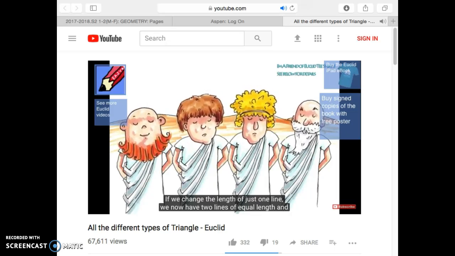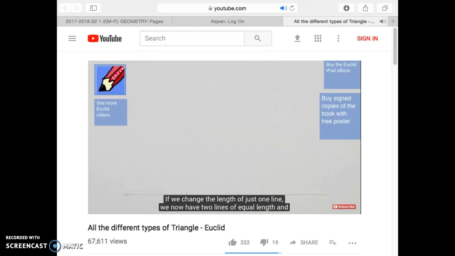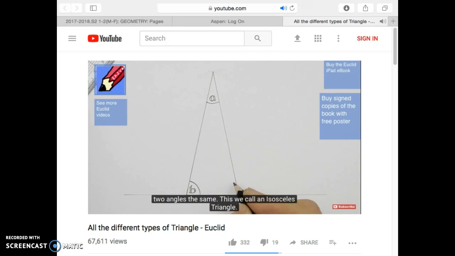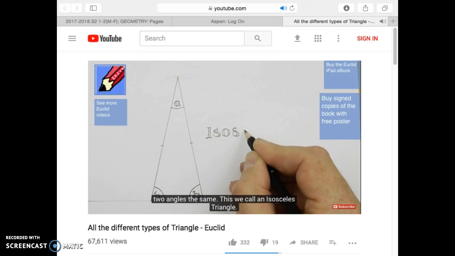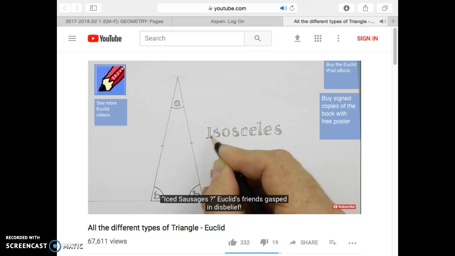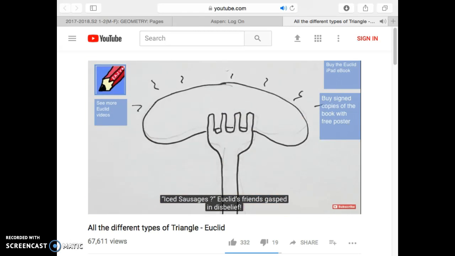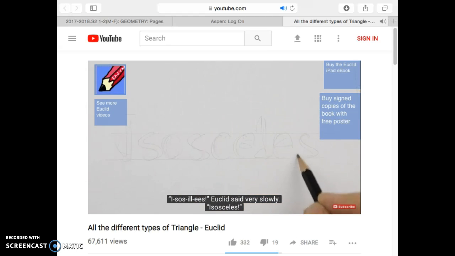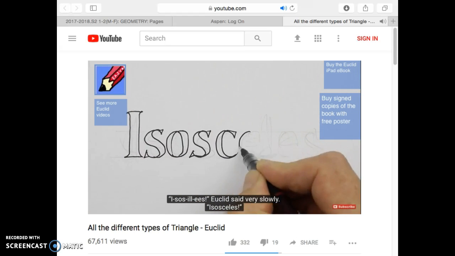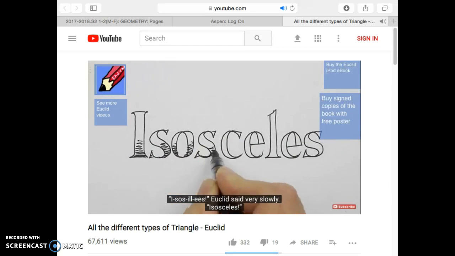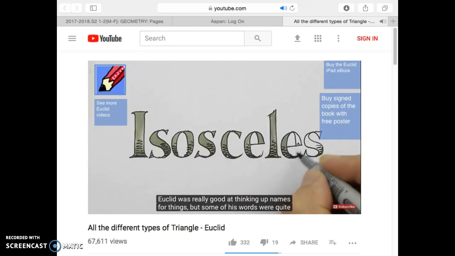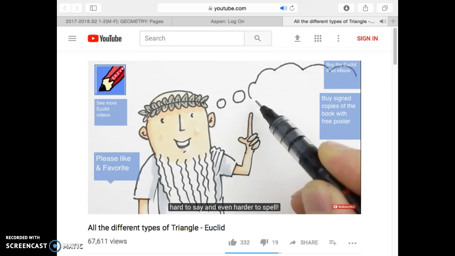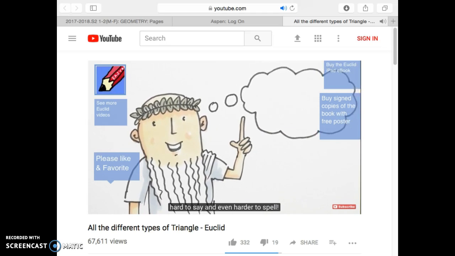Nodded their heads wisely. If we change the length of just one line, we now have two lines of equal length and two angles the same. This we call an isosceles triangle. Sausages? Euclid's friends gasped in disbelief. Isosceles, Euclid said very slowly. Isosceles. Euclid was really good at thinking up names for things, but some of his words were quite hard to say and even harder to spell.